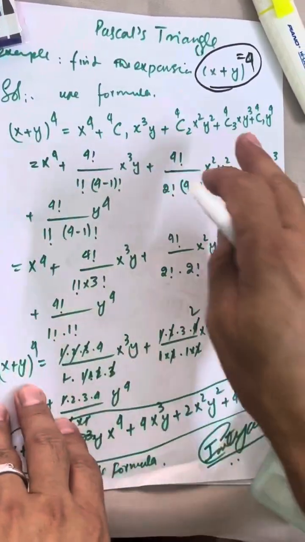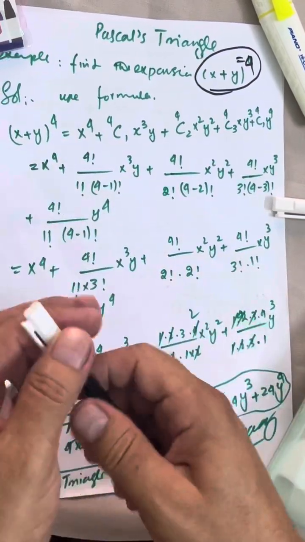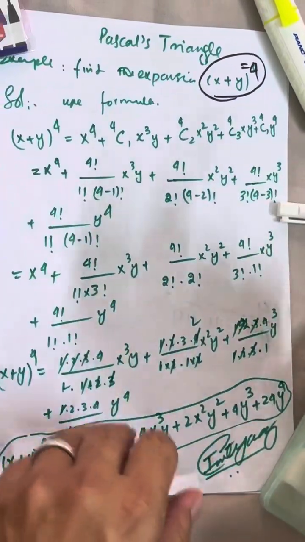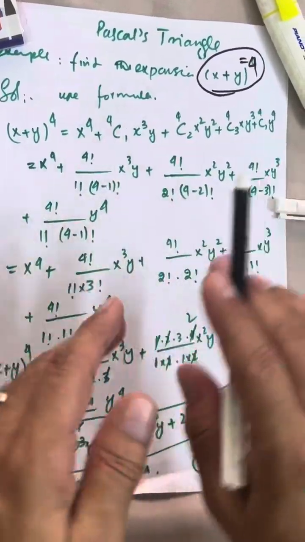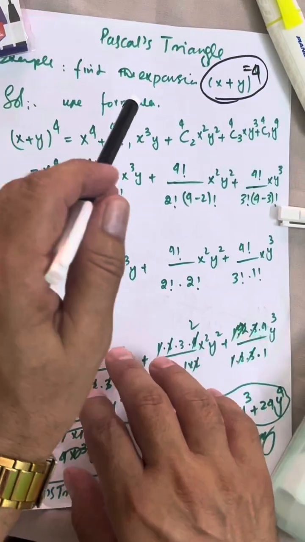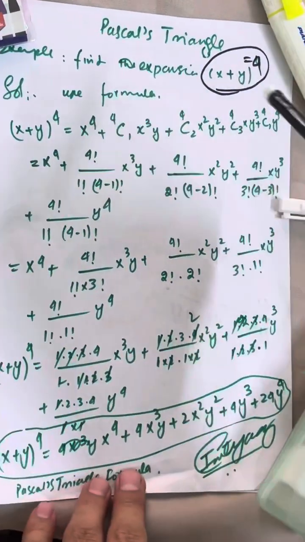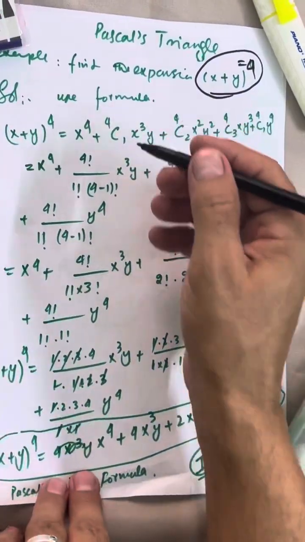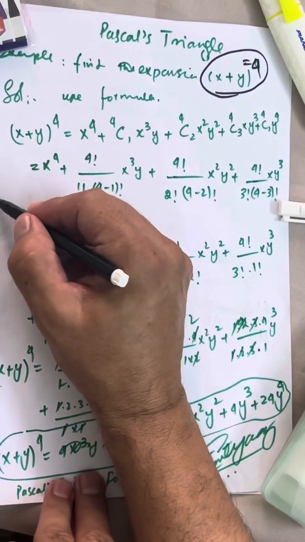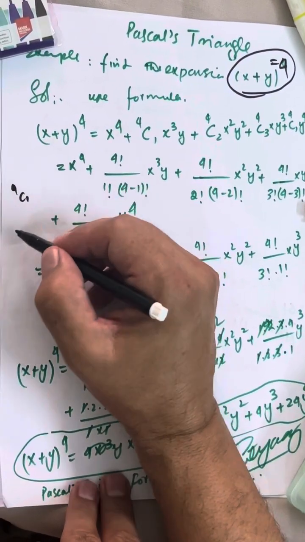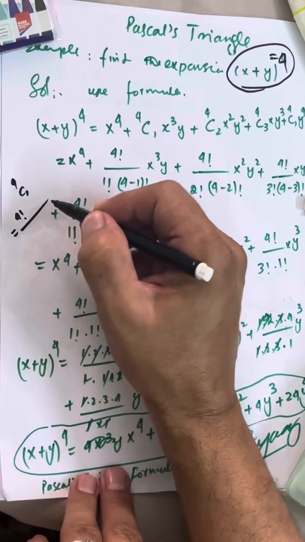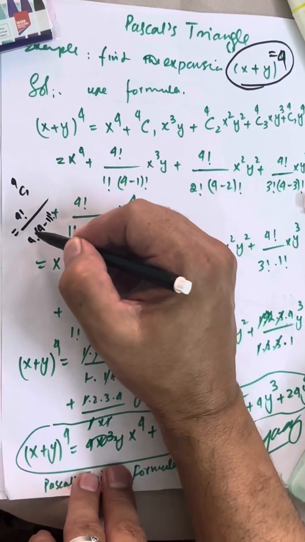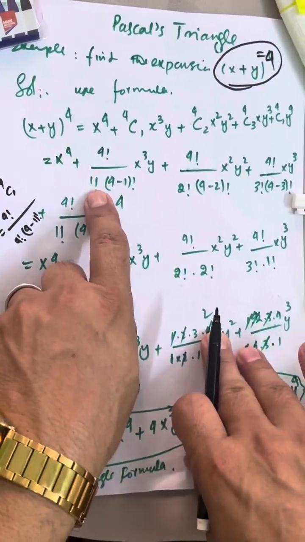So that's how we can save time, instead of doing (x + y) whole squared and then whole squared, multiplying one by another and cancelling. So this is how the Pascal triangle makes it easy to find the coefficients. And further, now x^4. So this C(4,1) means 4 factorial over 1 factorial times (4 minus 1) factorial, like this.